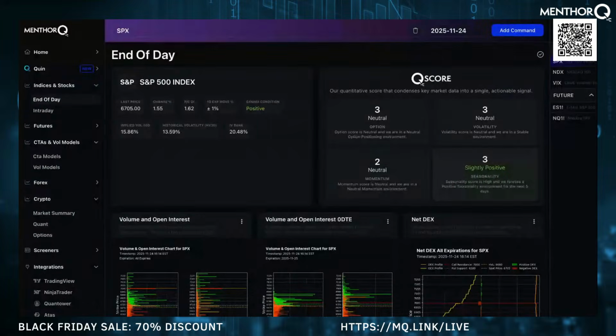So today, at the beginning, we're going to do our MenthorQ playbook and preparation for the day. And then once we get started with the market, we're going to go into the live trading. So we're going to start with looking at the data from the dashboard, and I'm going to pass it on to you, Patrick, to guide me through what we want to look for today.